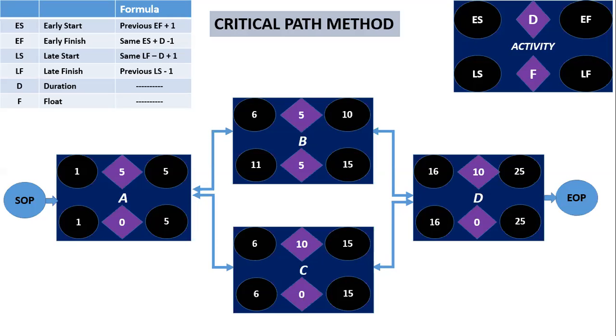Yes, SOP. Which is the predecessor of activity B? A. Which is the predecessor of activity C? A. Which is the predecessor of activity D? B and C. Yes, B and C. This is a simple activity network where the entire project is not in a single sequence.